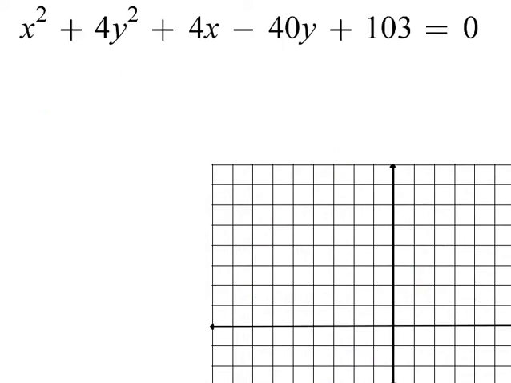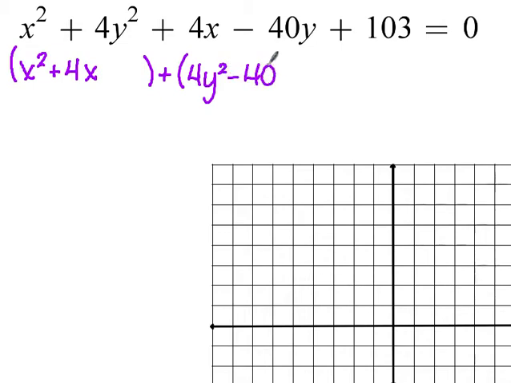The next one, if you notice, is not written in standard form. So we've got a few things we've got to do. We have to make it standard form before we can even start the problem. To make it standard form, we're going to isolate the x's, isolate the y's, and move everything else to the right side.